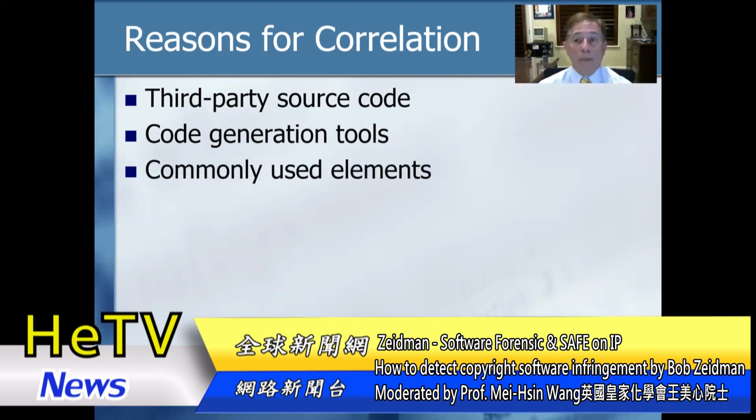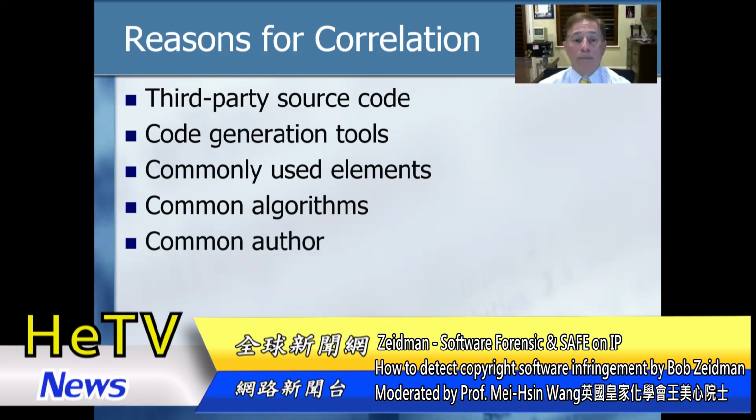There are commonly used elements. Certain words, certain identifiers, certain function names, certain English language words or other language words would typically be found within source code, and yet they would not be signs of copying. There are common algorithms. There are certain algorithms for performing certain functions that are taught in schools, for example, that are taught in textbooks, that are taught online. And so we would expect correlation due to these common algorithms rather than copying.